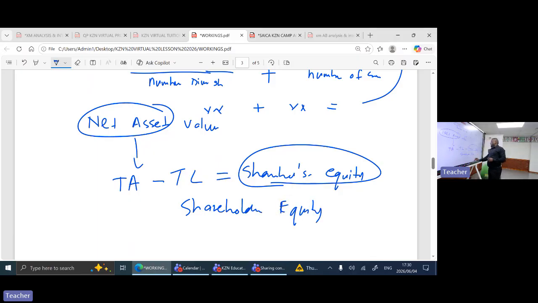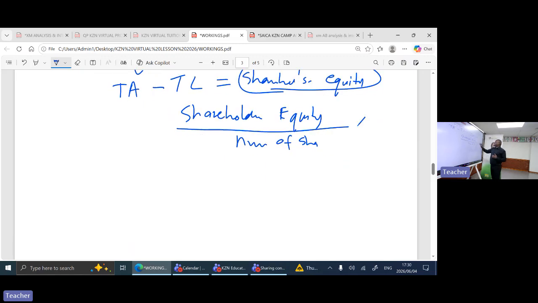Shareholders' equity. In other words, shareholders' equity is net assets: total assets minus total liabilities is your shareholders' equity. Then you divide by the number of shares at the end of the year, right? Because your answer must be in cents, you must multiply by 100. Then you get your answer in cents. How many cents do you have in your NAV? This is your net asset value per share.